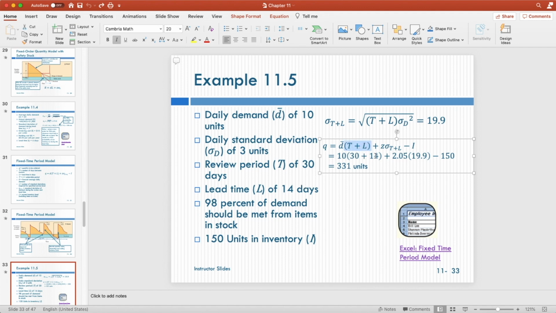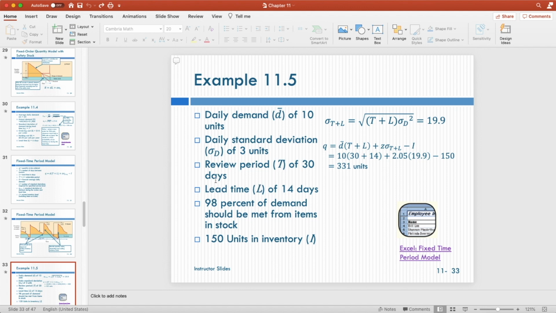So you just plug in these numbers. Here I need to emphasize that sometimes I may not let you know that the review period is 30 days. I may say the review period is 1 month. You need to transform back to days before you use T plus L, right?